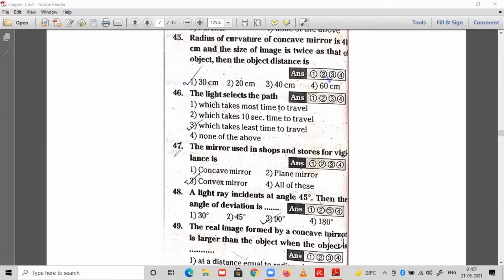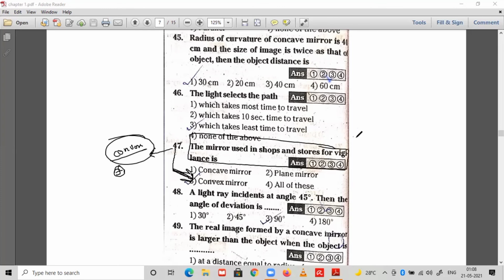47th, the mirror used in the shops and stores for vigilance purpose. Here we should use a convex mirror. Convex mirror is used like the rear view mirror. Why? Because it covers more field area. So same application which we are using for this situation also, for the vigilance purpose and parking purpose, we will use the convex mirrors.